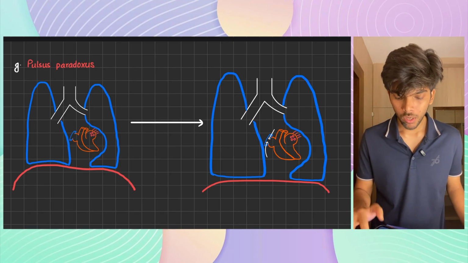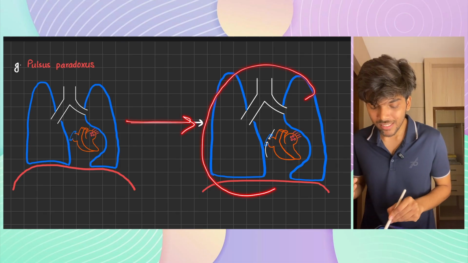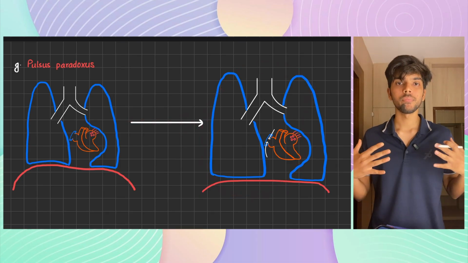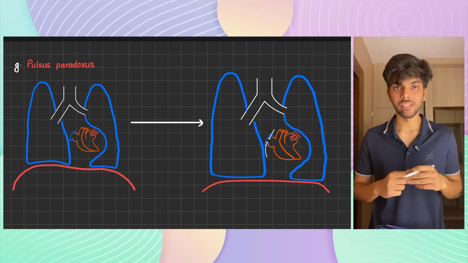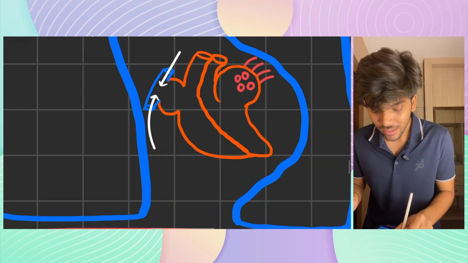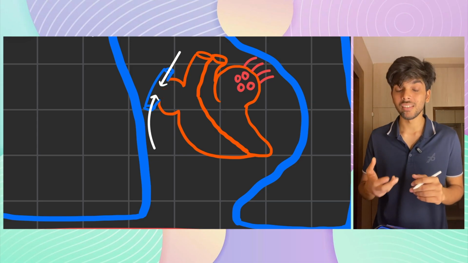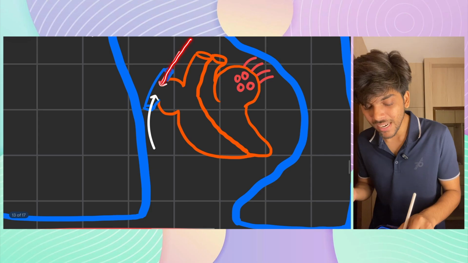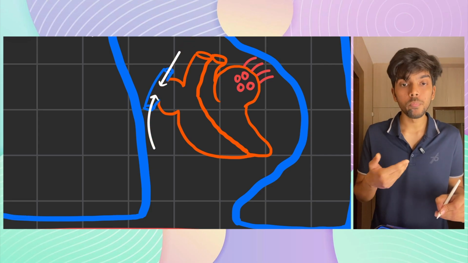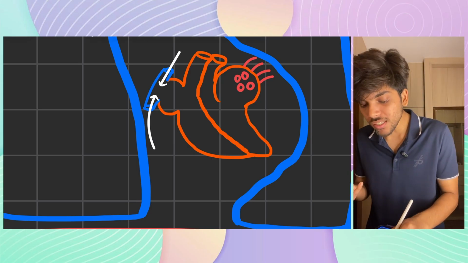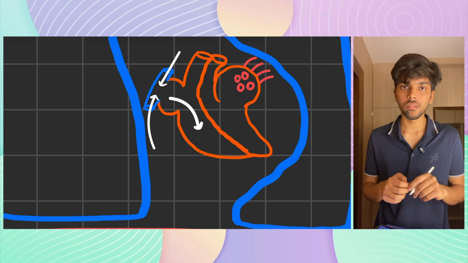How? During inspiration, the intrathoracic volume increases and the intrathoracic pressure decreases. So the pressure inside the right atrium also decreases. As a result, lots of blood gets sucked into the right atrium. That is, there is increase in preload. This lots of blood then flows into the right ventricle.